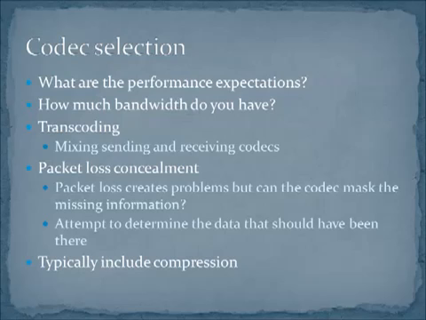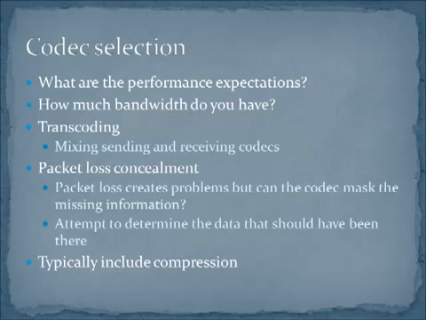So when you're making a codec selection, you have a couple of questions that you have to ask yourself. What are my performance expectations? It turns out that it's very tough to beat G.711 in terms of clarity and performance. But, as I mentioned, it does take 64,000 bits per second of bandwidth. So if you're somewhat limited, and sometimes WAN connections are, sometimes we pick a codec that takes less bandwidth, G.729 for example.